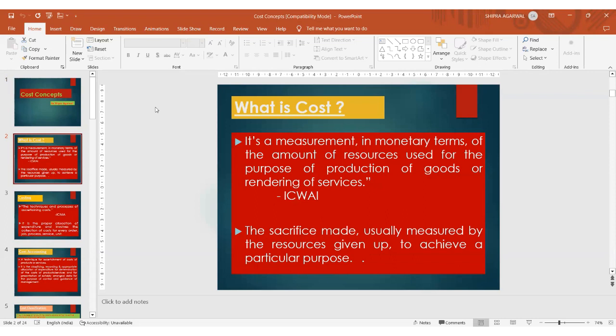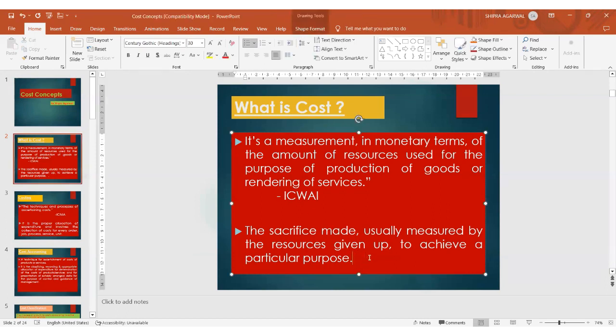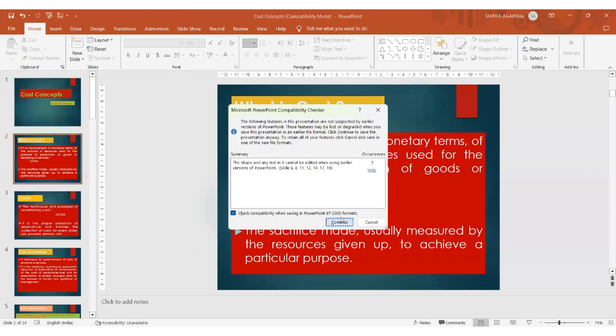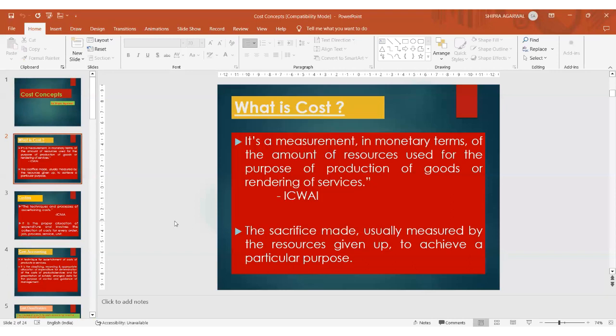The very first term is cost. When we talk about what a cost is, we are talking about a kind of sacrifice that we make, and that sacrifice is usually measured by the amount of resources that we give up so that we can achieve a particular purpose. And that particular purpose is nothing but manufacture of your goods or service. If you're talking about goods, it is production of your goods, and if you are talking about services, then we are talking about rendering of the services, right?